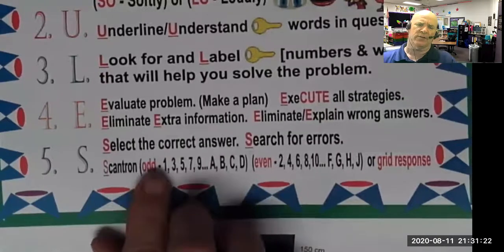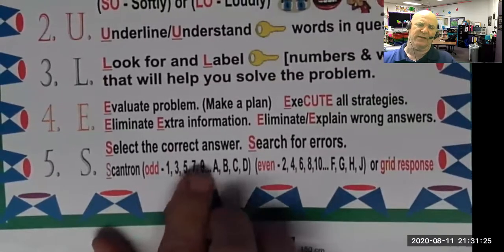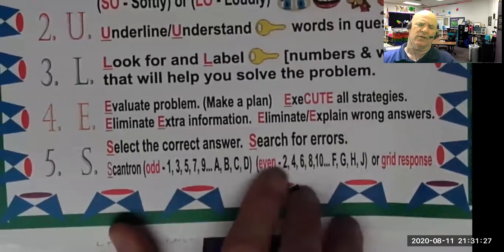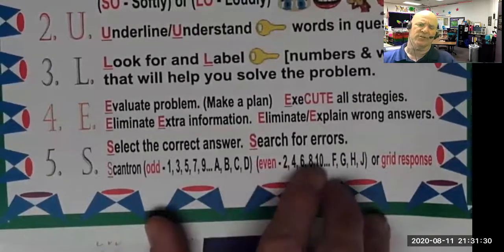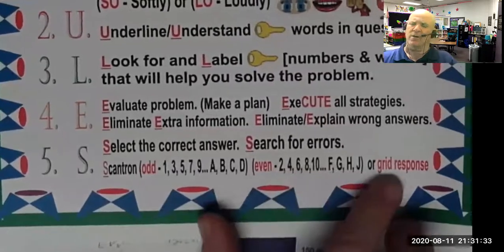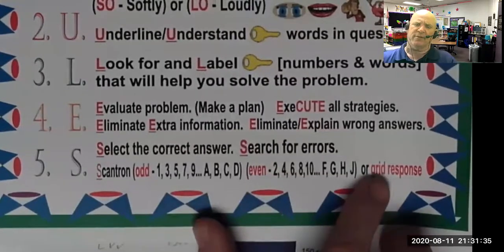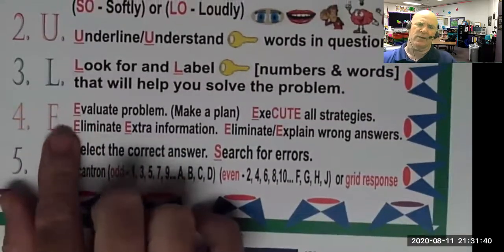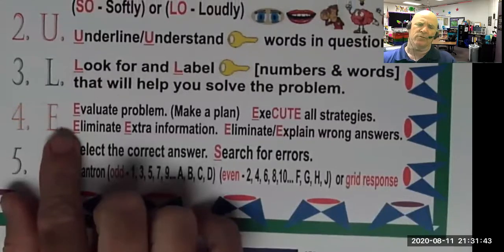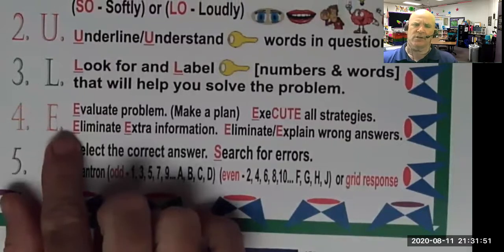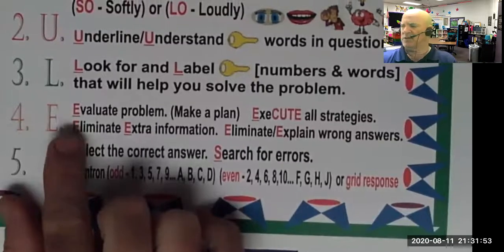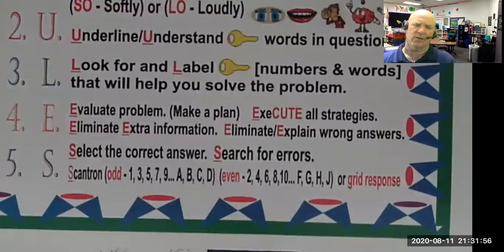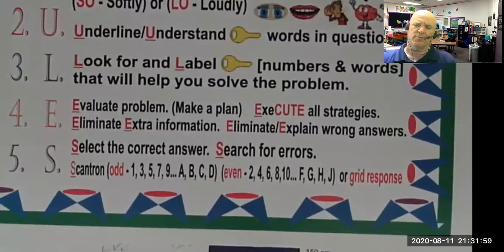Scantron, all odds are 1, 3, 5, 7, 9 endings with A, B, C, D, and all evens are 2, 4, 6, 8, or 0 endings with F, G, H, J, or like we had on our previous problem, we might have a grid response. And just a reminder that sometimes we need to extend beyond the problem to do a teachable moment of instruction where you can try to add another strategy or skill when there's an opportunity to do so, like we did with changing centimeters to millimeters.